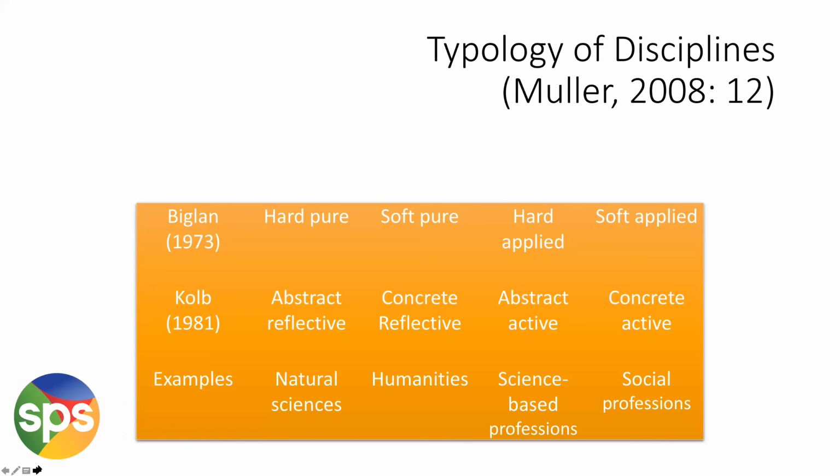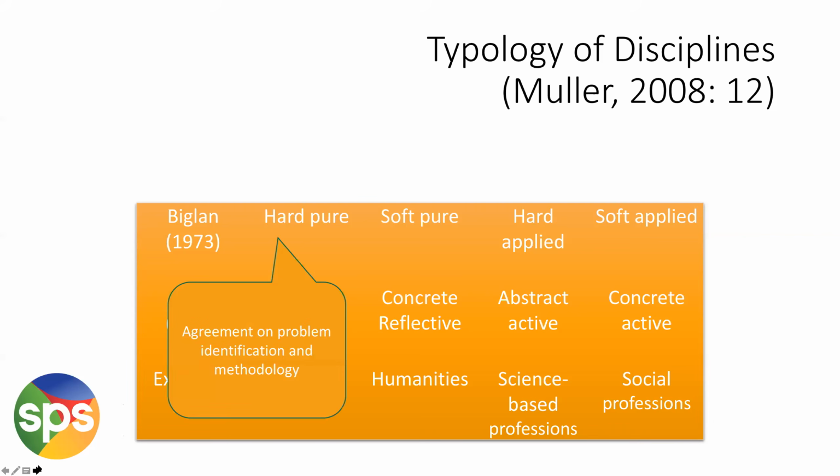Biglan suggests that there are roughly four big types of disciplines: the hard pure, soft pure, hard applied, and soft applied. So what does he mean by these terms? Let's first look at the difference between hard and soft. So we've got the hard pure and the hard applied. Biglan suggests that in hard disciplines, there's general agreement on what constitutes a problem in the field, and there's more or less agreement on how one should go about researching that particular problem.